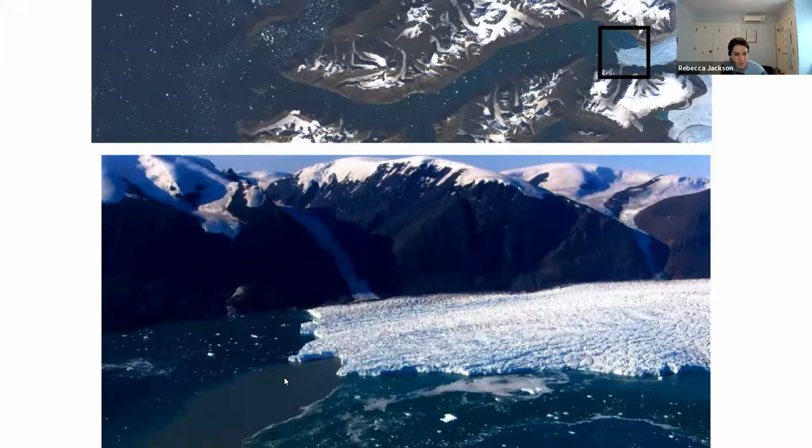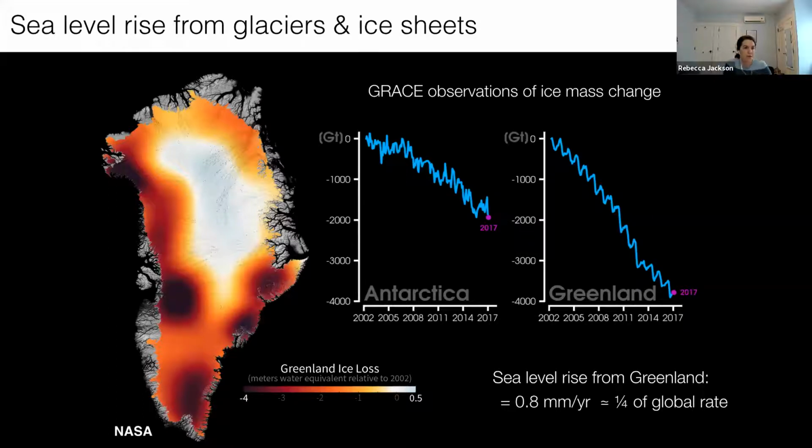There are a variety of reasons we care about these ocean-glacier interactions in fjords. Big picture, the Greenland ice sheet, Antarctica, and other glaciers around the world are contributing to sea level rise as they lose mass. These are observations from the GRACE satellite showing ice mass change since 2002 for Antarctica and Greenland. If you focus on Greenland, you can see it's losing mass at a rate that contributes to about 1 millimeter per year of sea level rise, which is about a quarter of the total global rate of sea level rise.